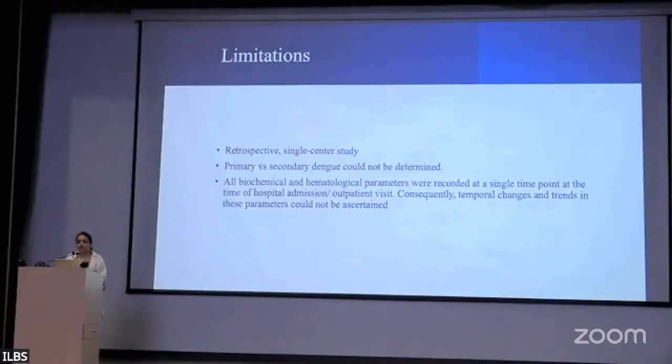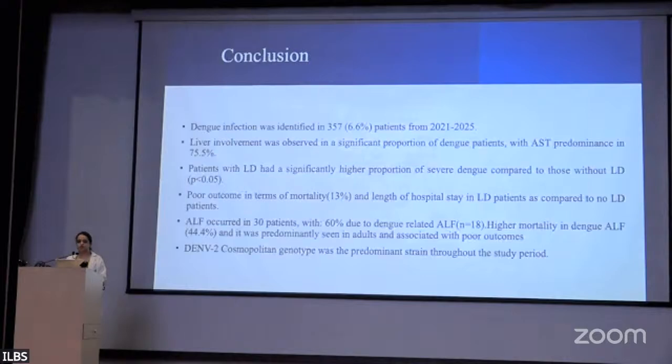So now coming on to the limitations of our study, it was a retrospective single center study, and the primary versus secondary dengue infection could not be determined. All biochemical and hematological parameters were recorded at a single point, at the time of hospital admission or OPD visit. Consequently, temporal changes and trends in these parameters could not be ascertained.